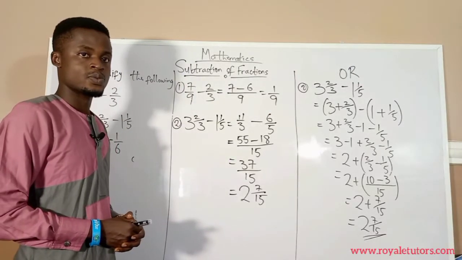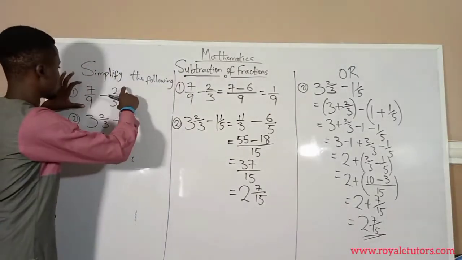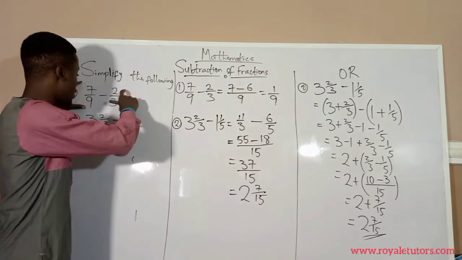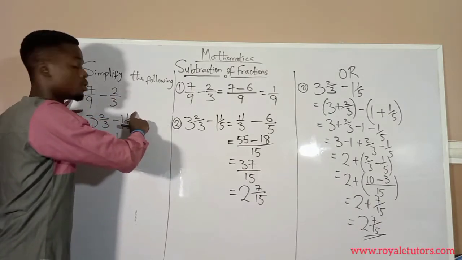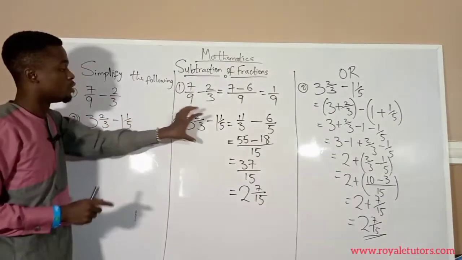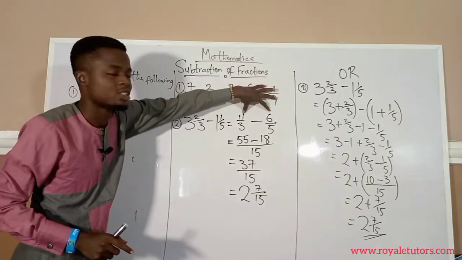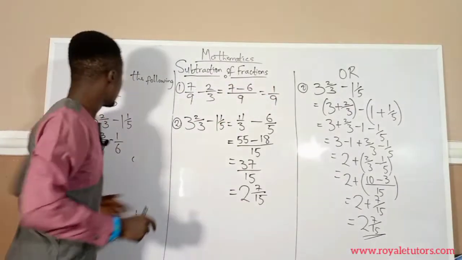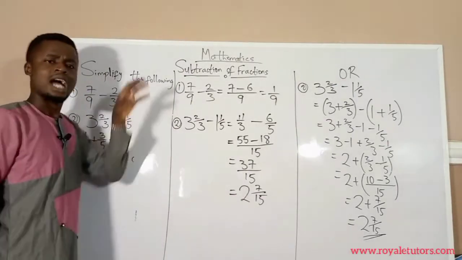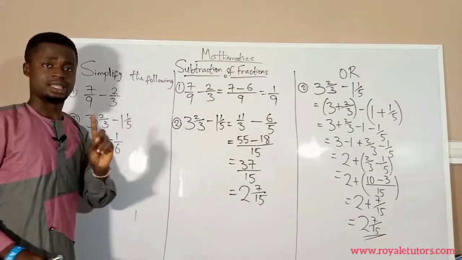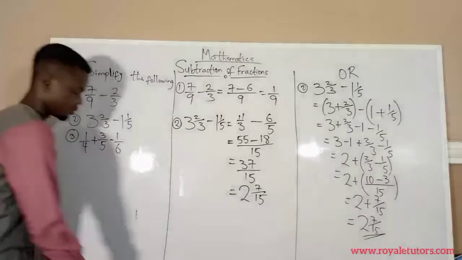Okay, so I've done subtraction for proper fractions. I've done subtraction for mixed fractions. And in the course of doing subtraction for mixed fractions, I have done subtraction for improper fractions. So what if we have the two together? What if we have addition and subtraction together in the same question? That is why I have this number 3.